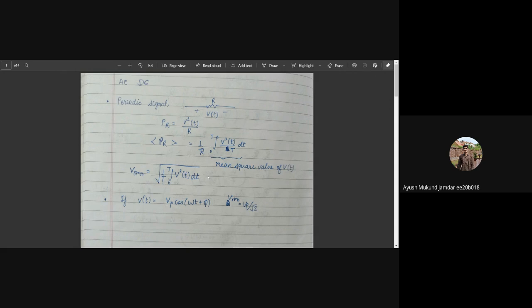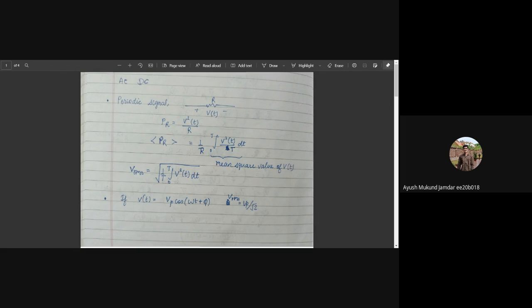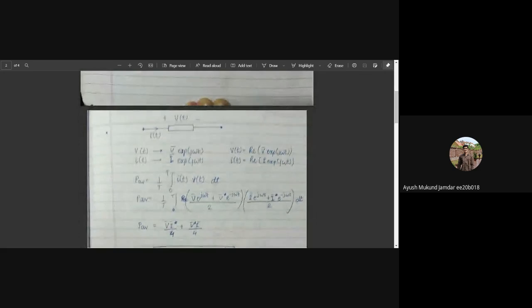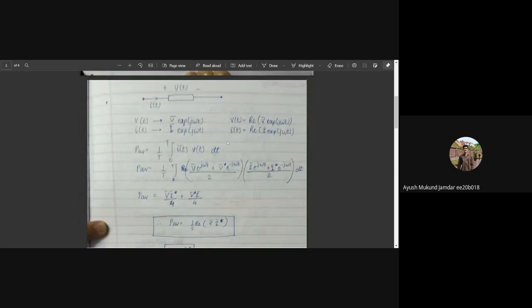So if we have a sinusoidal voltage, that is V_p cos(omega t plus phi), the cos squared term on integration will give half, and V_rms will turn out to be the peak voltage V_p divided by square root 2. So V_p by root 2 is the RMS voltage for a sinusoidal signal here. And based on that, let's try to analyze a general load.